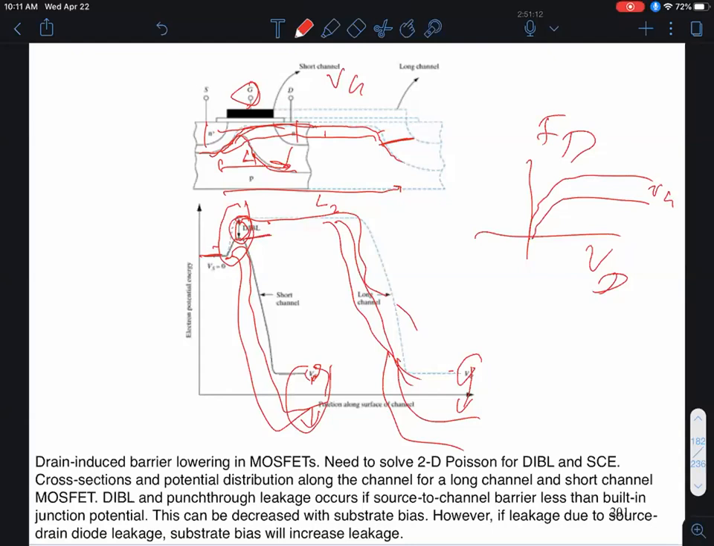So the drain is lowering the barrier. What barrier? The barrier between the source and the channel. You'd want that barrier to be controlled only by the input gate terminal, but here the output drain terminal controls that. And as the drain voltage causes this barrier to reduce, electrons can be injected more easily, the current doesn't saturate, okay? So that's the reason.